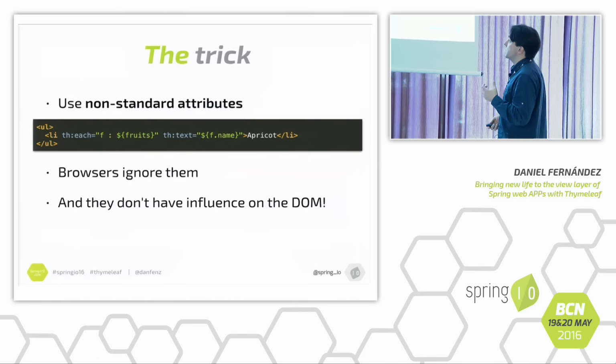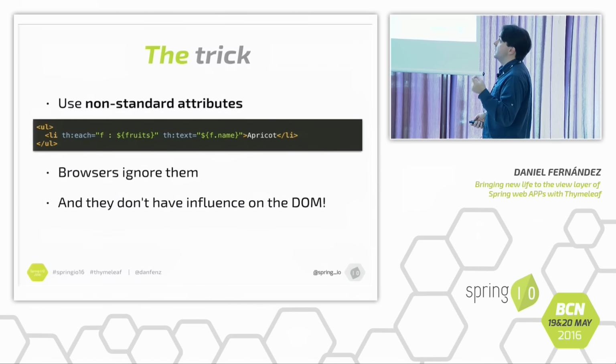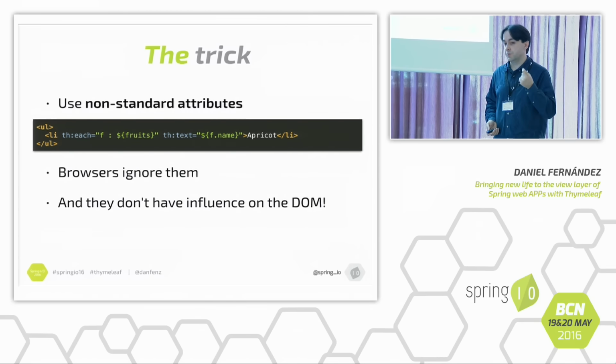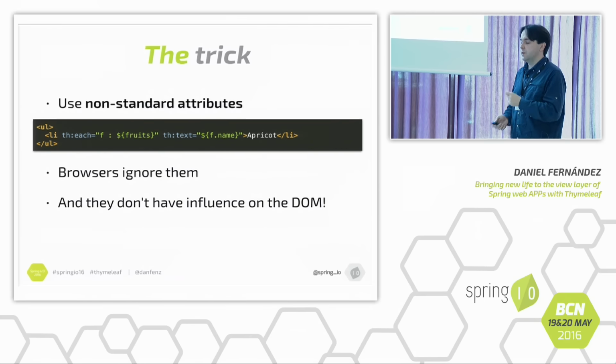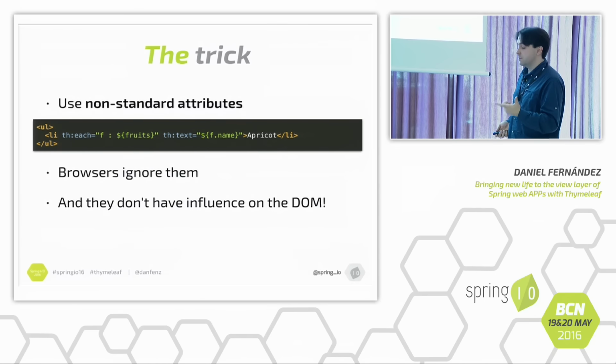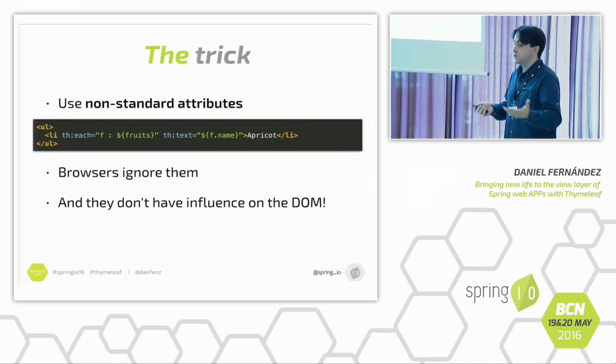The idea is that whenever you add attributes that are not in the HTML specification to your HTML code, browsers will ignore them. Ignore them in the sense that they will do absolutely nothing about them, which is good because they allow you to inject metadata, in this case instructions for the engine, without it affecting the way that HTML page, which still is an HTML page, is rendered at the browser. The browser will still render it correctly. In that case, for example, all the browser will see is a list item with apricot in it.